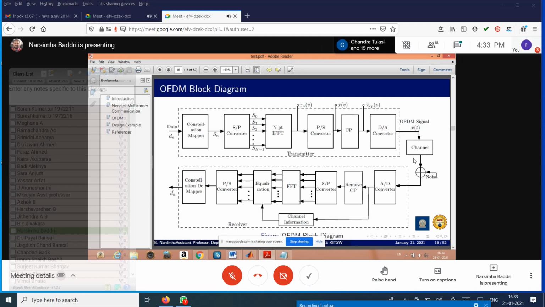And we are assuming that some noise will be added to this one. Okay, and the reverse process to the above will be done to get the transmitted data back. First, A2D converter, removing the CP, cyclic prefix, serial to parallel conversion, and FFT. And here we'll perform equalization to avoid the channel effect and noise. So we will get the channel information from various techniques.